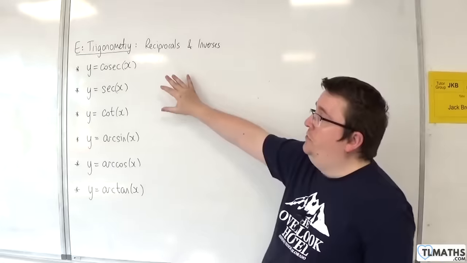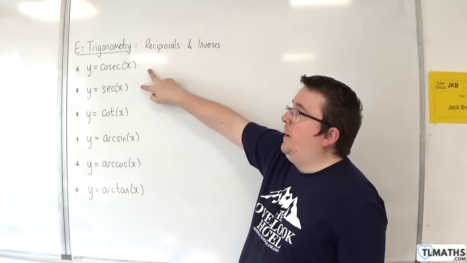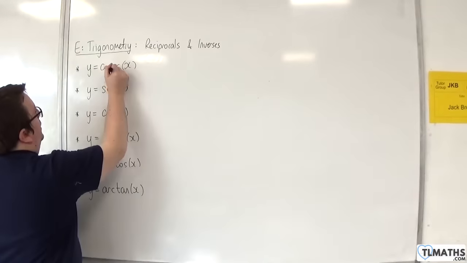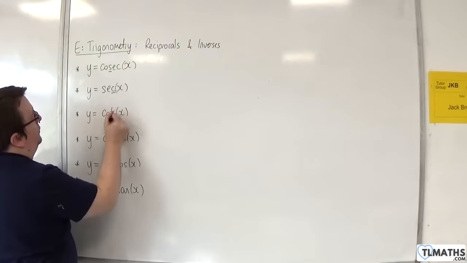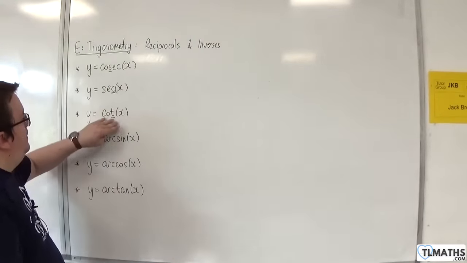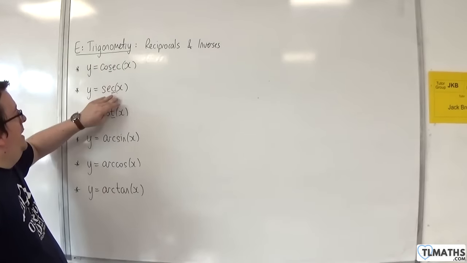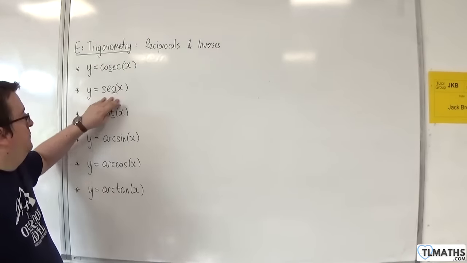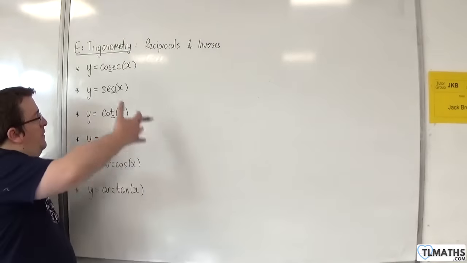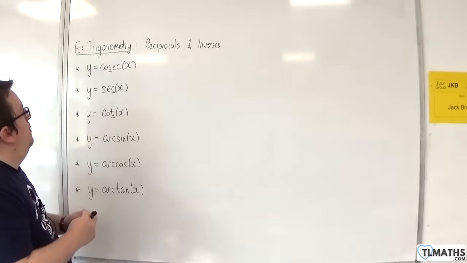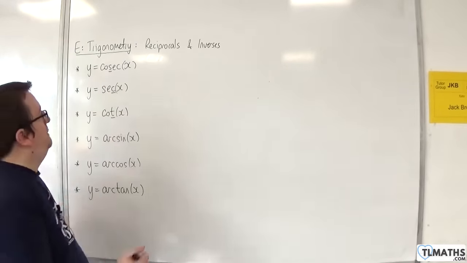If you get confused as to which one is which between cosec and sec, don't forget the third letter rule. So S, C, and also for cot, that being 1 over tan. So cosec is 1 over sine, and sec is 1 over cosine. We're going to quickly run through how to sketch these from scratch. So y equals cosec x.